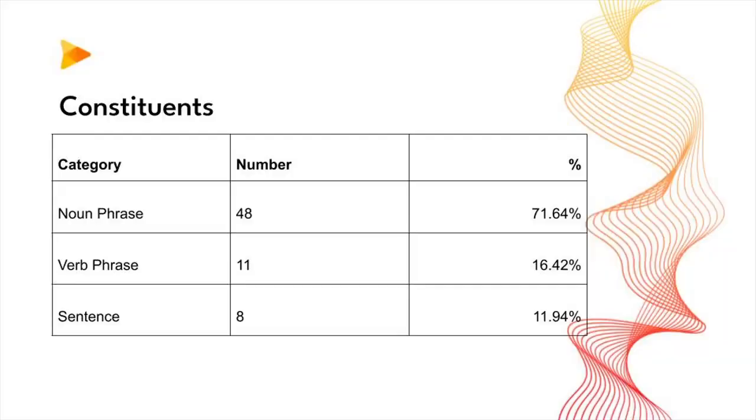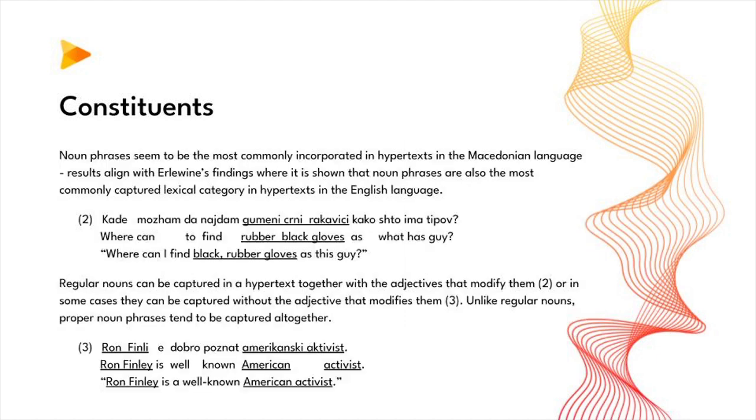Now moving on to constituent hypertext. The results for the constituent hypertext grouped by lexical category can be seen in the table below. Noun phrases with more than 70% seem to be the most commonly incorporated hypertext in the Macedonian language. This result aligns with Erlewine's findings, where it is shown that noun phrases are also the most commonly captured category in hypertext in English. Examples of constituents of hypertext can be seen below.